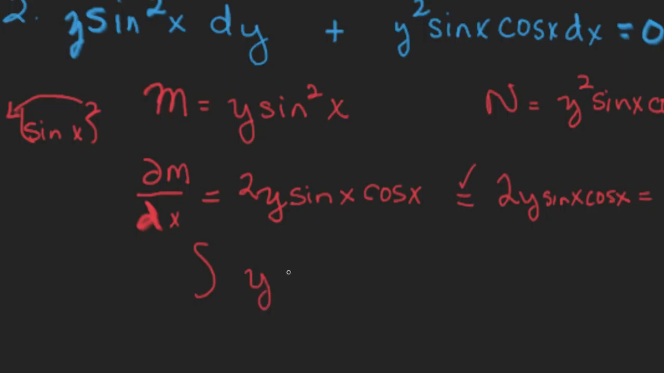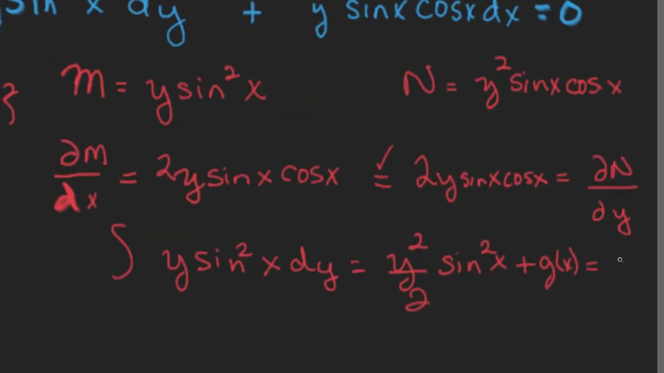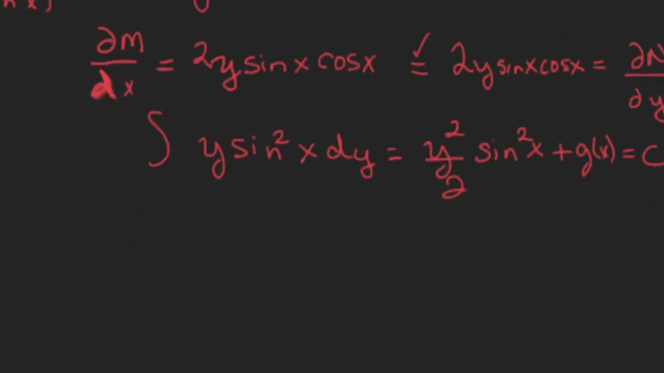So I'm going to go with the sine squared. And then at this point, what you do is you integrate that with respect to y. And then since we integrated with respect to y, we put a g of x there. That equals the constant. And then we derive it with respect to the variable you now introduced over there. So when I do that with respect to x, I'm going to get y squared sine squared x.